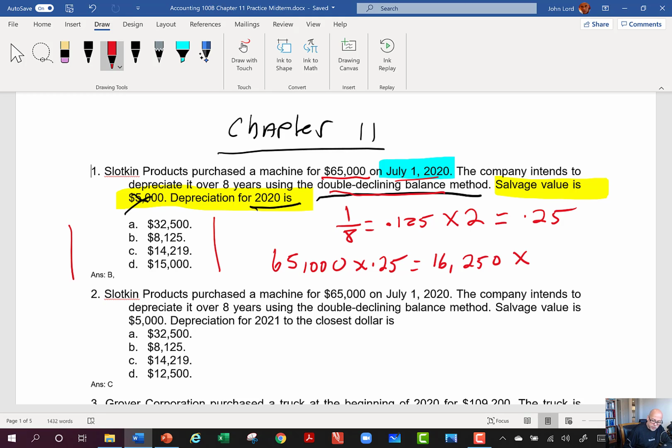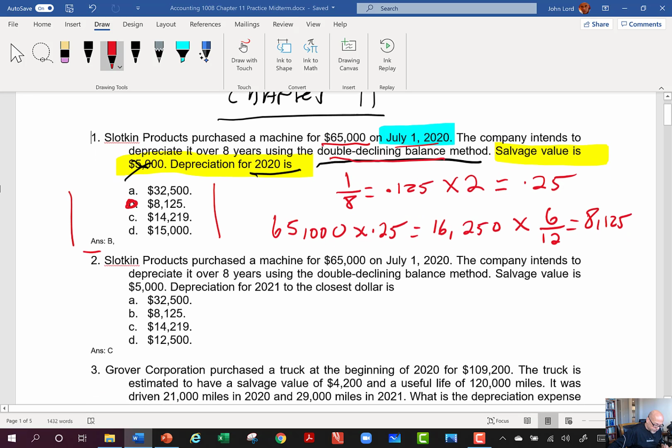So 16,250 times 6/12 gives us 8,125, which is choice B. All right, good. We're off to a good start here.